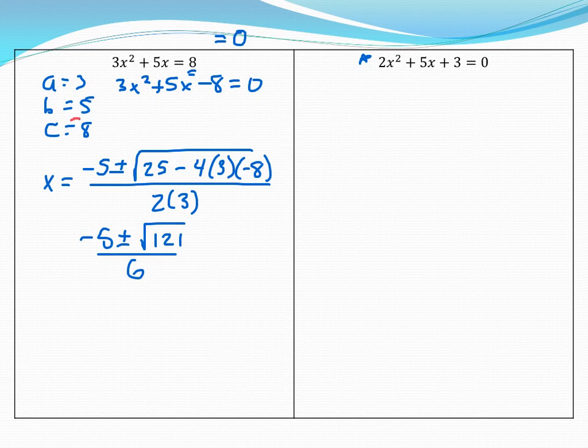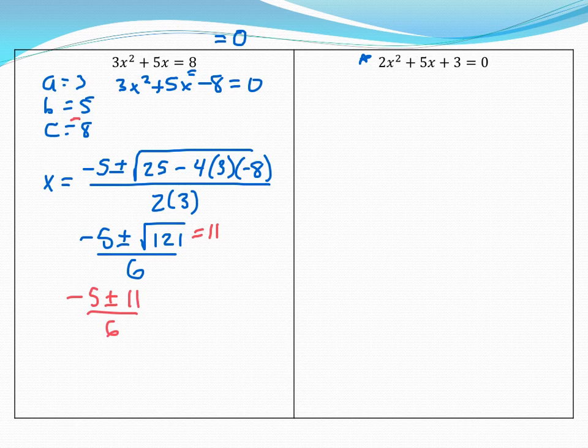Okay, now what's the square root of 121? We can punch that in right away. So 121, if we take the square root of that, what do you get? And that should be 11. So I'm just going to write that in red off to the side, but that equals 11. So my solution becomes negative 5 plus or minus 11 over 6.